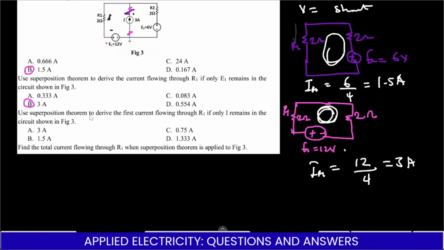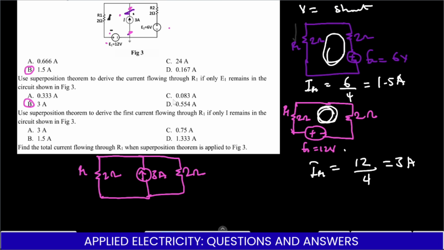Use the superposition theorem to derive the current flowing through R1 if only I remains in the circuit. So we are going to have the current source in the circuit, and the two voltage sources will be removed. We know these will be short circuits. So our resulting circuit will be the 2 ohms, which is R1, and then we have our current source here, which is 3 amps, this way. This is just about superposition, and I said superposition is very easy. 2 ohms here. So this is what we have.